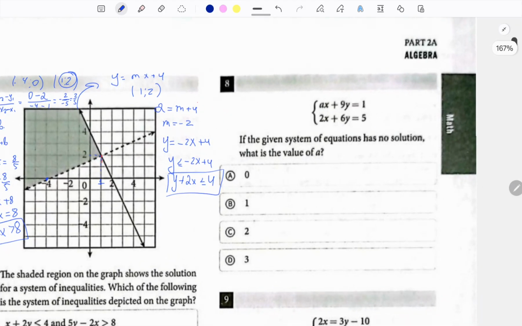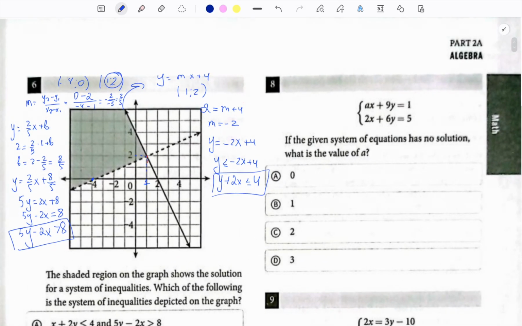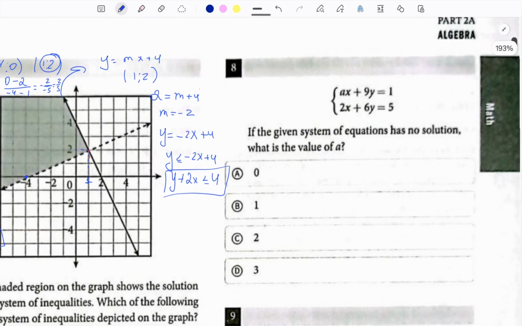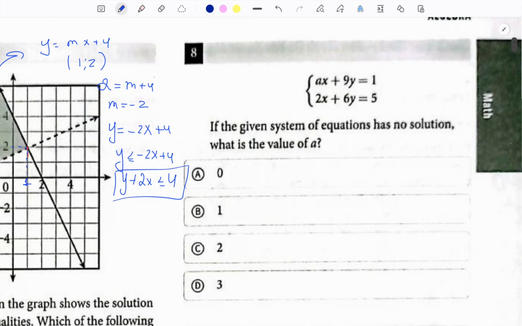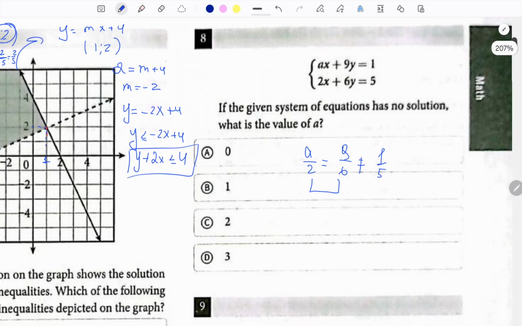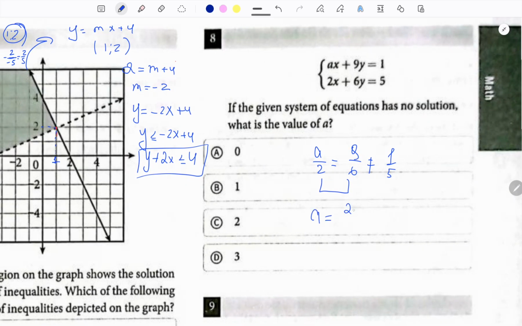Next question, if the system of the equations has no solution, what's the value of A? So based on the condition of this question, the system has no solution. And we know if the system has no solution, then the ratio of the coefficients of x is equivalent to the ratio of the coefficients of y, that is different from the ratio of the constant terms. So using this equation, we get that A is equivalent to 2 times 9 over 6, and this is equivalent to 3. So the correct answer is D.